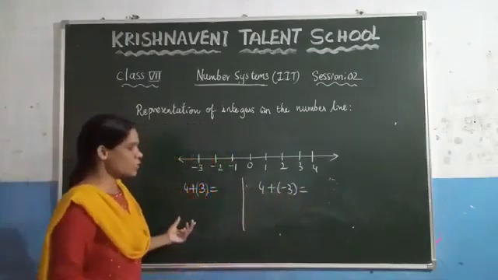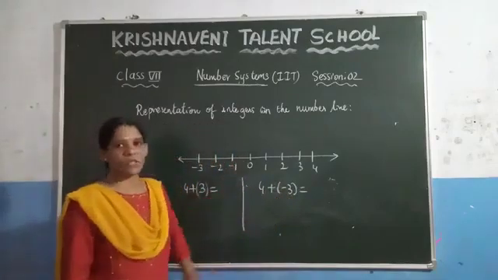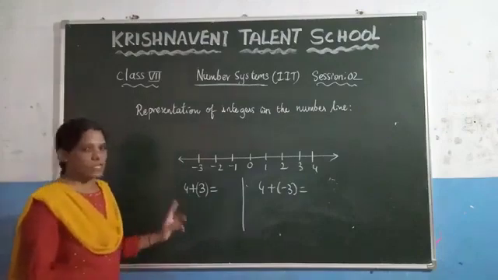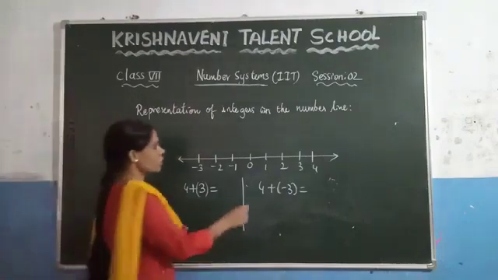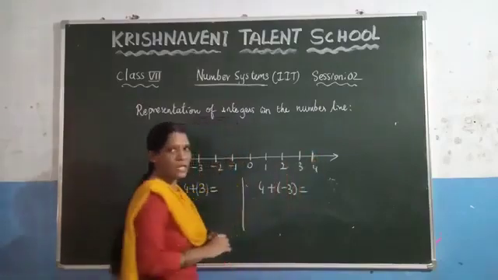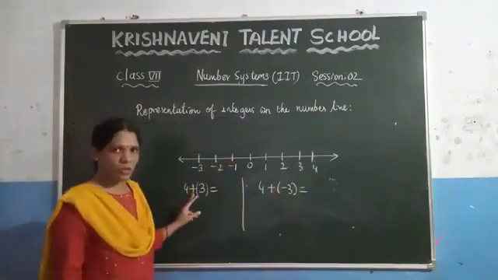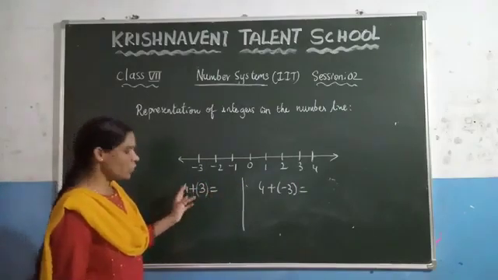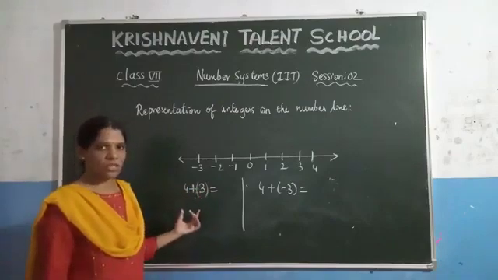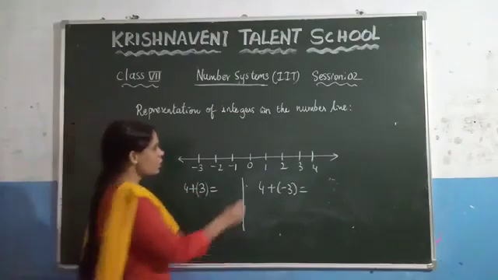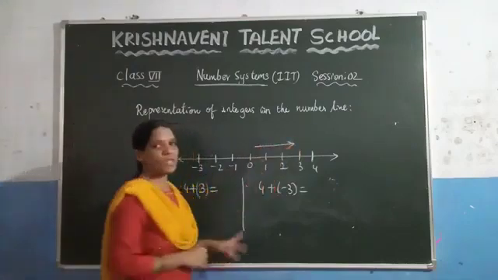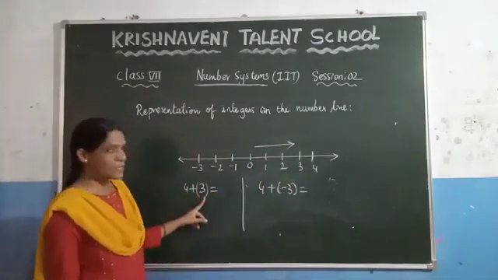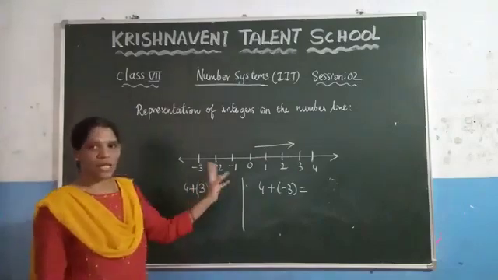So let us consider how to represent these two examples on the number line. You need to go to the first number. What is the first number here? 4. So go to 4. After that, plus is there. You know that if you add any number, the number will increase, like 4 to 5. If the number increases, in which side do we go? To the right side. So go to 4, and since plus 3 is there, you need to move 3 steps to the right of the number line.